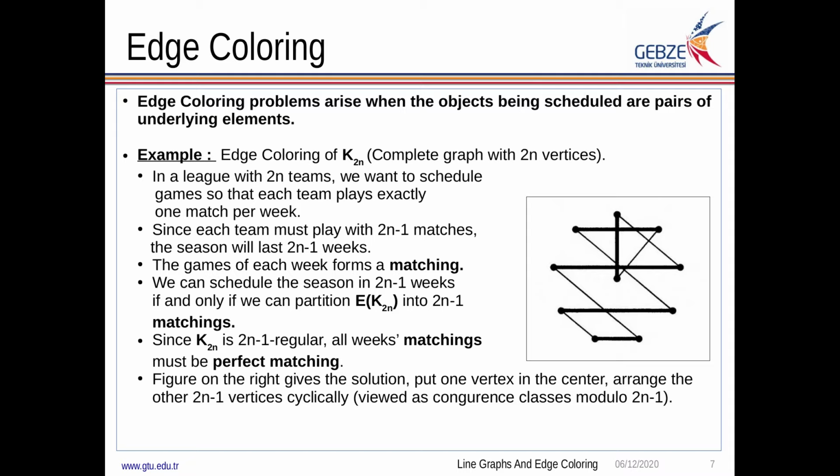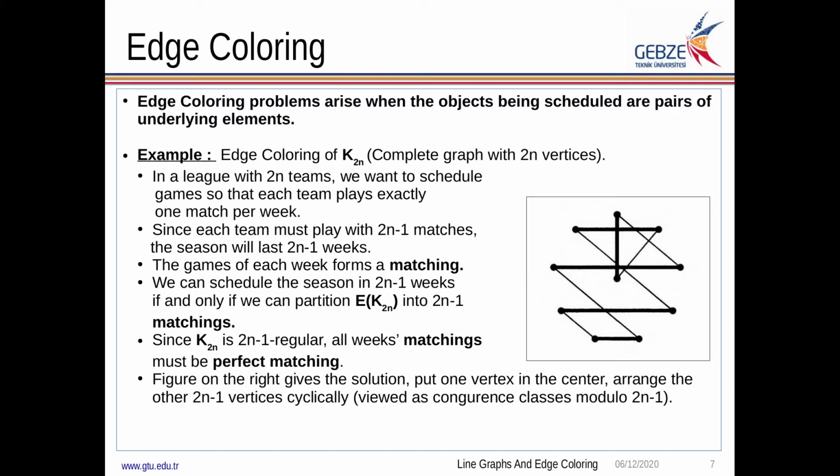An example of edge coloring is edge coloring of K2n, the complete graph with 2n vertices. In a league with 2n teams, we want to schedule games so that each team plays exactly 1 match per week. Since each team must play 2n minus 1 matches, the season will last 2n minus 1 weeks. The games of each week form a matching.